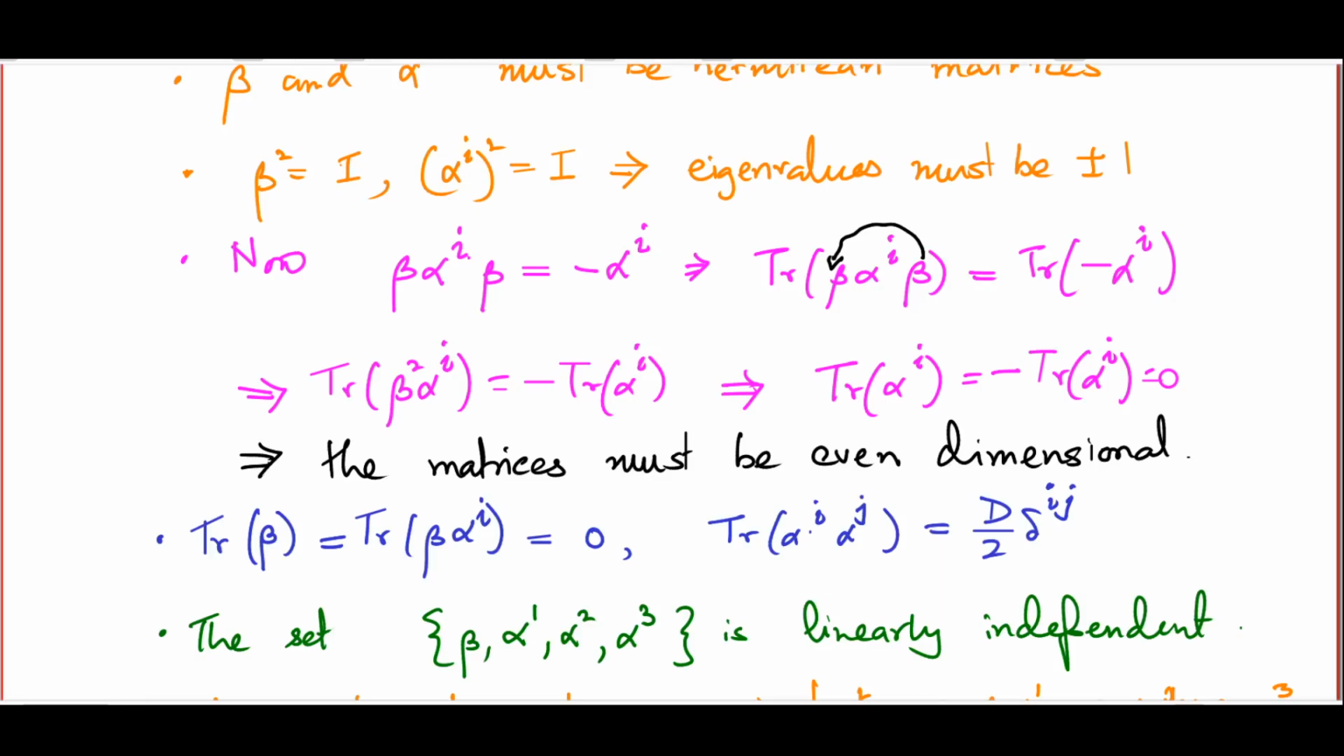And okay, I've made a mistake here. This really should be 2 delta ij, or rather d times 2 delta ij. When I had written this down, I had forgotten that there is an extra 2 in the anti-commutation relation.